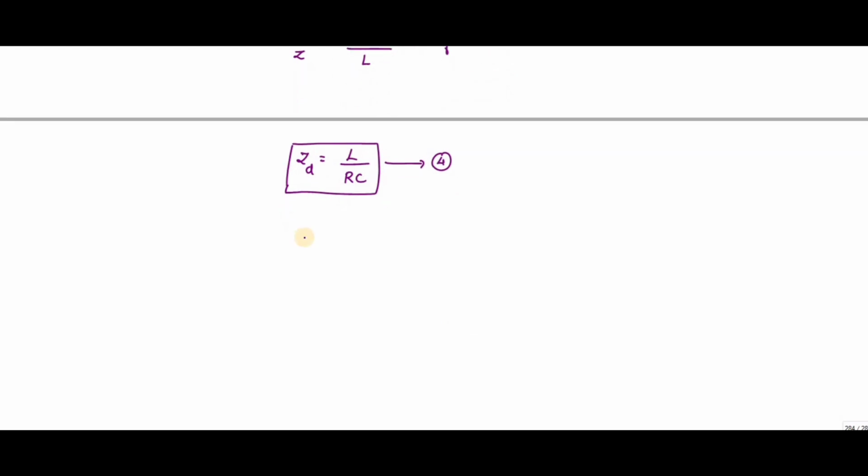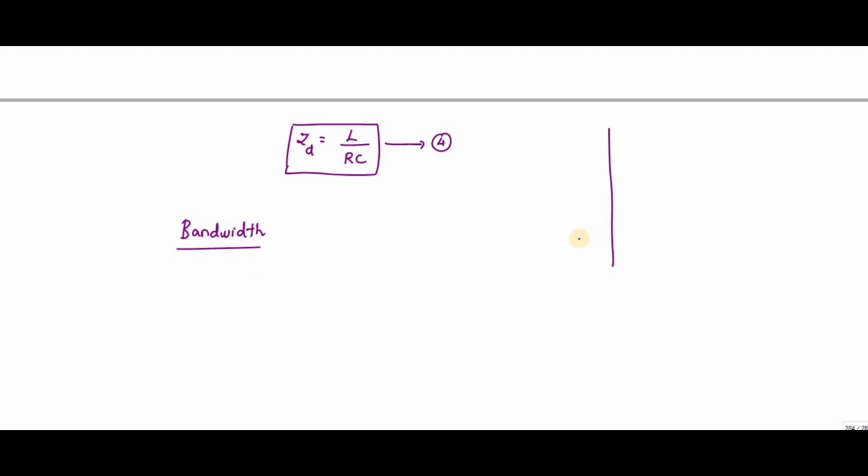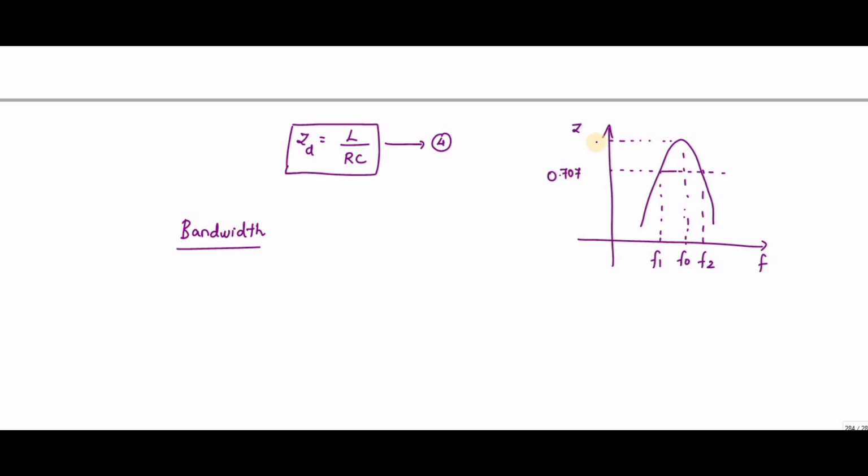Next, I want to find the bandwidth. You can see, since it is a parallel resonance, the Z value will be maximum, right? And we need to find the value only at this point. This is your F1 and this is your F2. So this is 0.707 of this one.